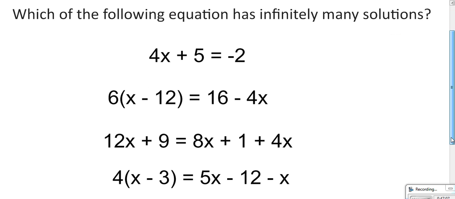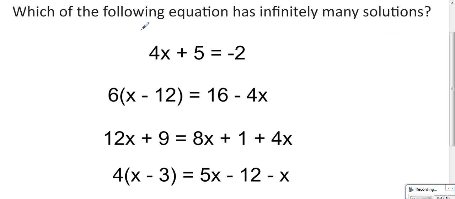Okay, so which of the following equations has infinitely many solutions? If you solve this, it has 1x on that side. First off, infinitely many solutions should be the same exact thing on both sides. When you end up with the same thing on both sides, that's infinitely many. If you have 1x and there's no x on this side, this is one solution.